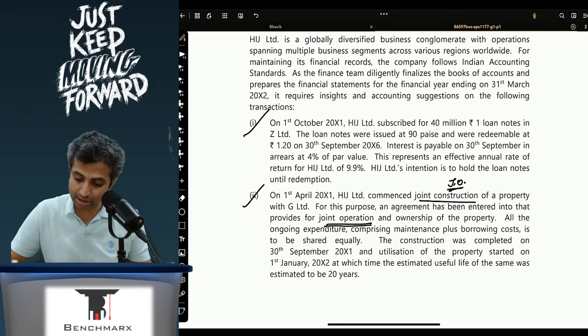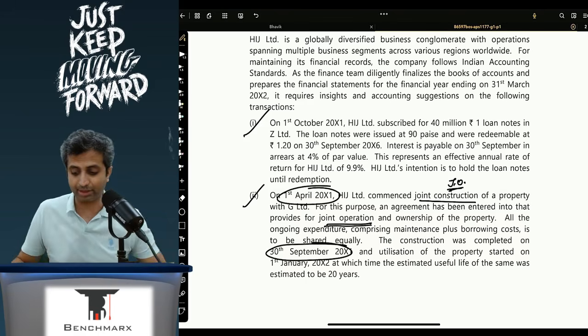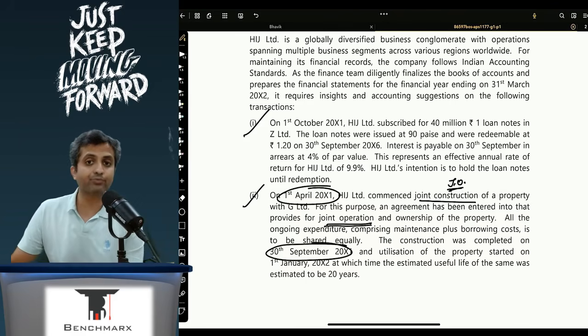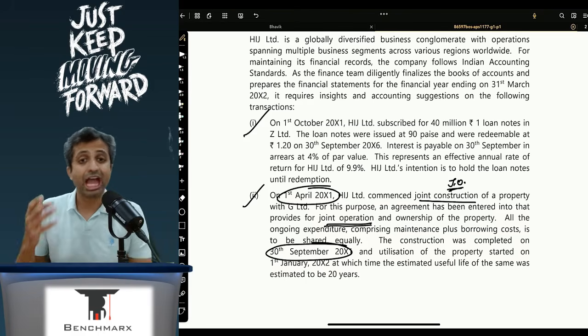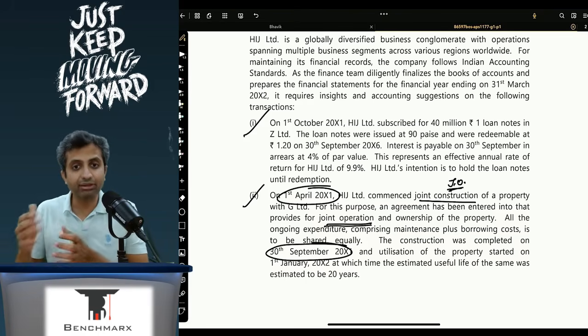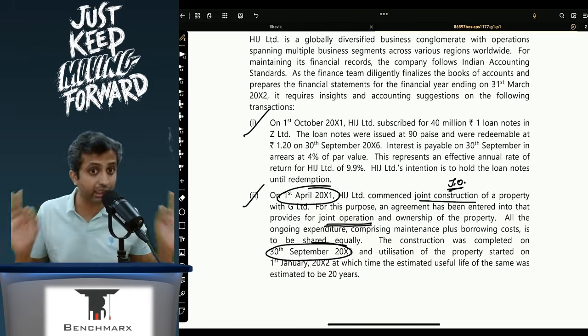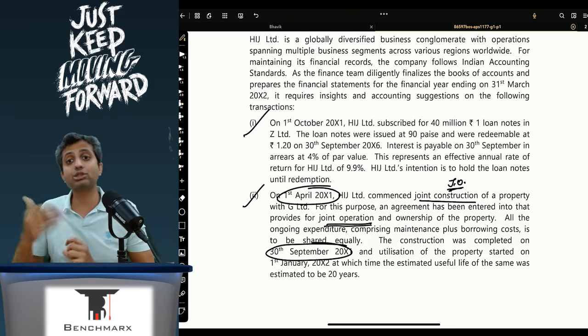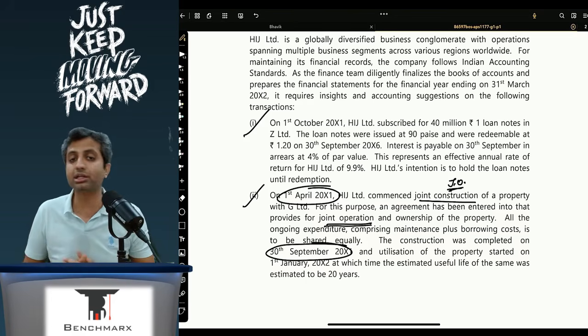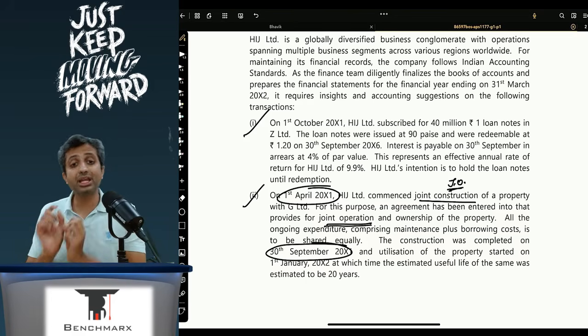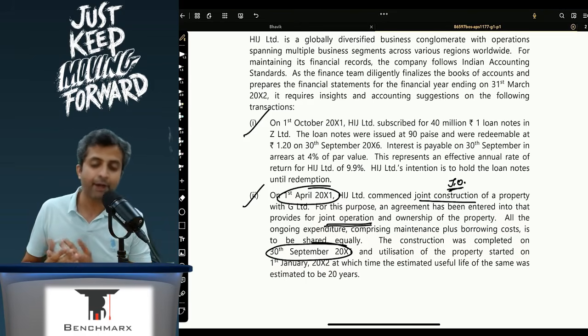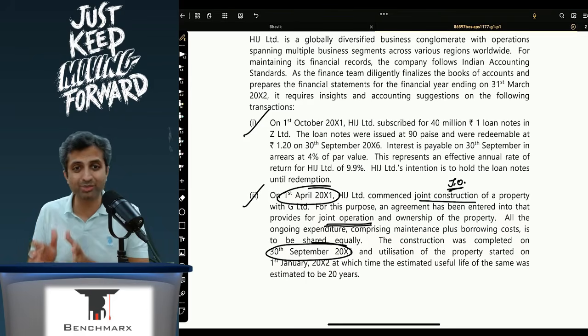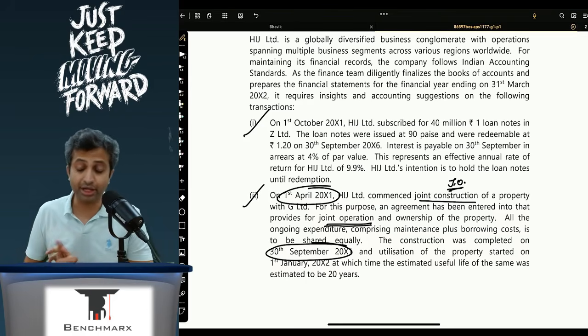Now the construction has started on 1st April and it completed on 30th September. So over here the construction has taken 6 months, and hence the question is whether this asset is a qualifying asset. Apparently no, because if it is taking 6 months and if nothing else is given, we will say that this asset is not a qualifying asset because it is not taking a substantial period of time. However, remember the 12-month guidance is not mandatory. Now generally what we would do is we would assume that this is not a qualifying asset and hence borrowing cost is not capitalized.